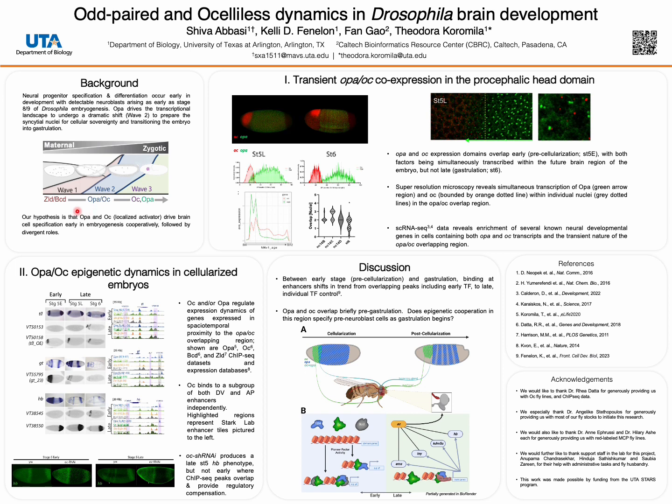In the early embryo, maternally loaded transcription factors are driving the early zygotic genomic activation. Previous studies have shown that right before gastrulation, two other transcription factors like OPA and OC start being expressed and are driving a second wave of zygotic genomic activation in different parts of the embryo.